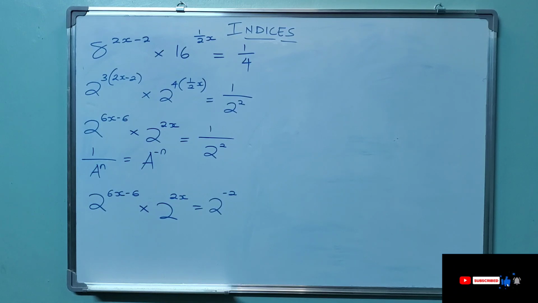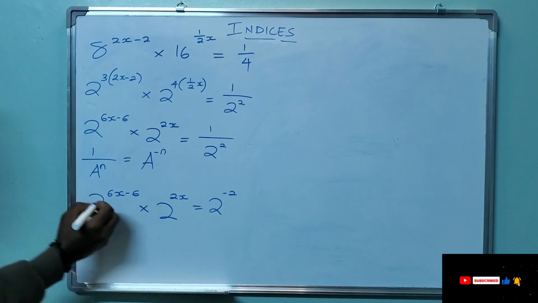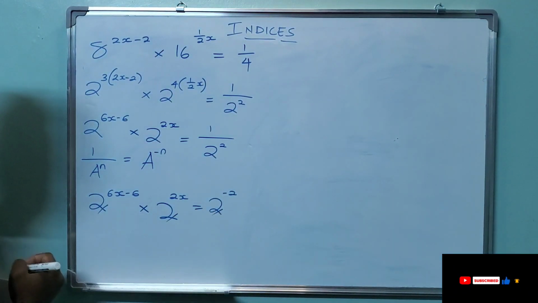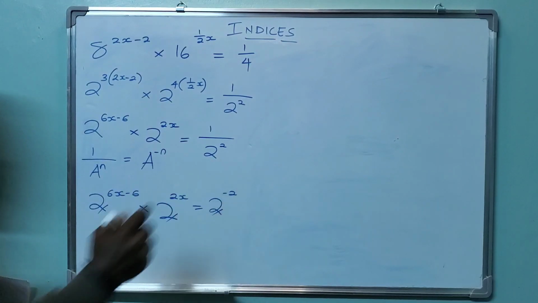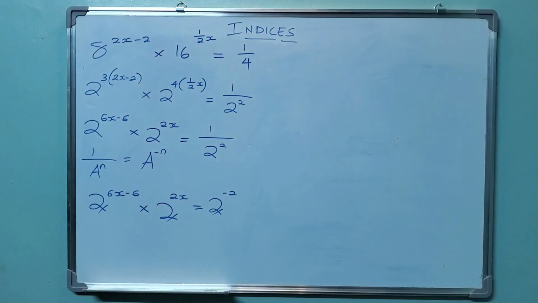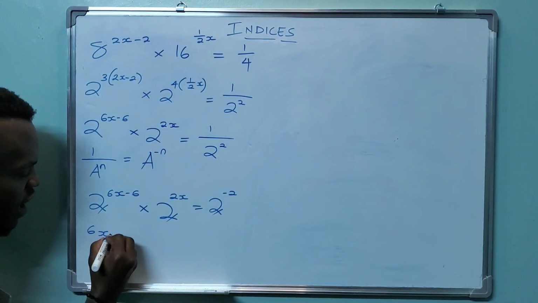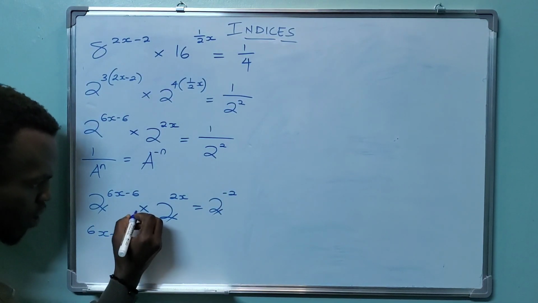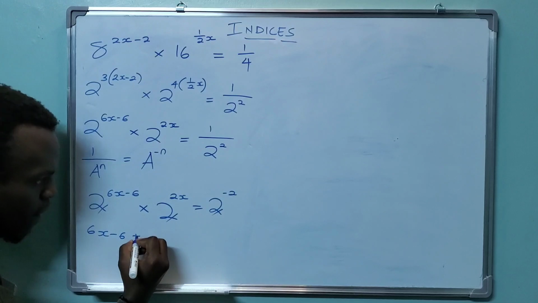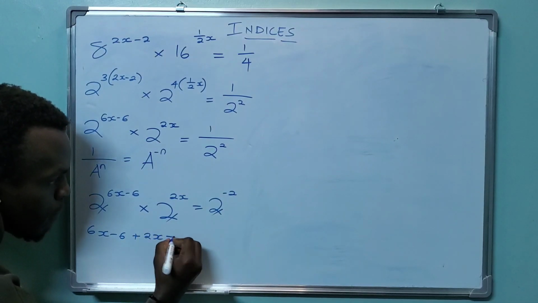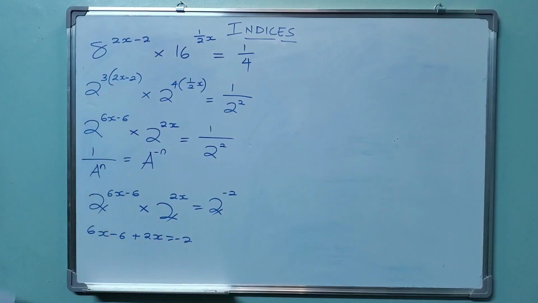Now, because all the bases are the same, it means that I'm not going to need them anymore. Which means what I'm going now to work with is the powers, which are the ones which contain the unknown. Which means I'm going to have here 6x minus 6. Because there is a multiplication, that is going to be a plus 2x being equal to negative 2. Let us work out for the value of x. Let us collect like terms.